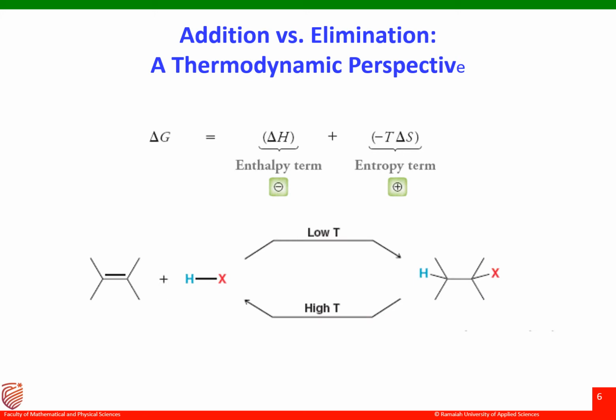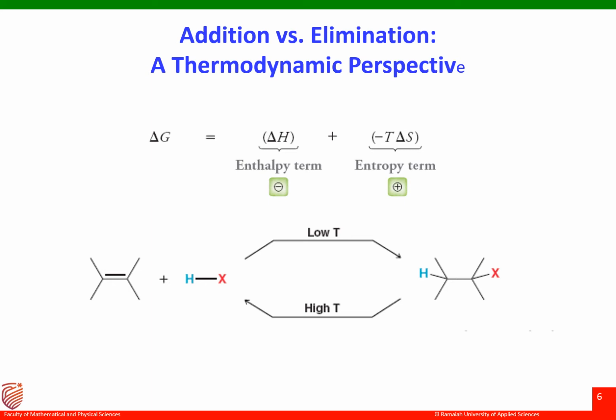The two molecules are going to produce one molecule of the product. So, this represents a decrease in entropy and delta S has a negative value. The temperature component T measured in Kelvin is always positive. As a result, minus T into delta S will be positive for addition reaction.